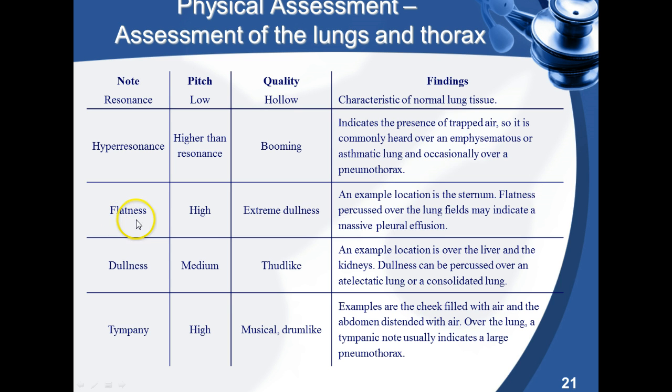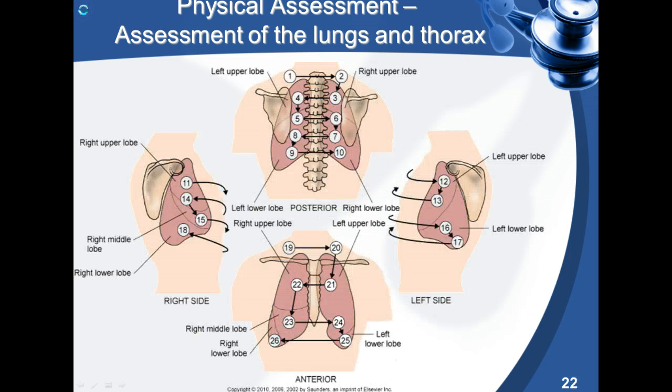Then you have flatness, where the pitch is high and the quality is dull, and that's an example of a massive pleural effusion. So going on down, if you were to hear all of these different sounds, I would like for you to just be aware of the findings and the characteristics as far as normal lung tissue or some type of adventitious finding.